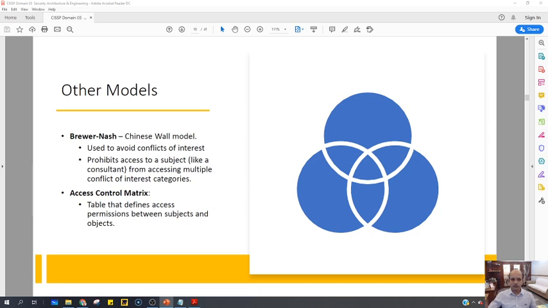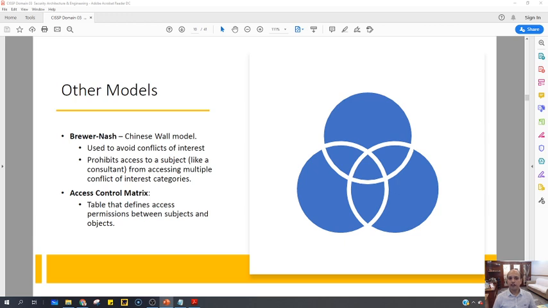Okay, moving further, we need to understand two more models. One is the Brewer-Nash model and the other one is the access control matrix model. The Brewer-Nash model we also call the Chinese wall model, because it is designed to avoid conflict of interest, like a wall. In the same way, it prohibits a subject, like a consultant, from accessing multiple conflict of interest categories.